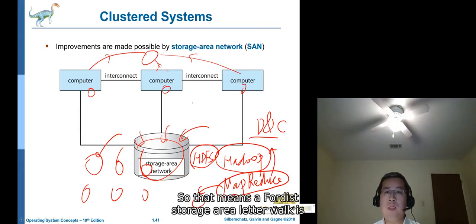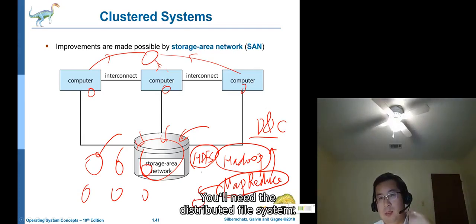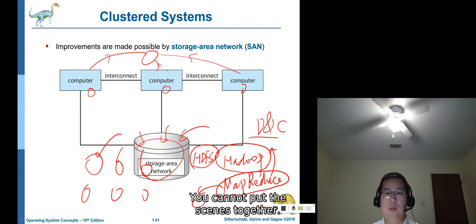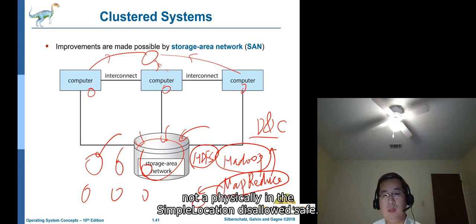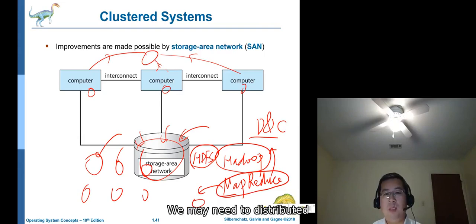Okay. So a storage area network is similar to this. It also has its own file systems. You need a distributed file system. You cannot put all the things together. They are combined together to form a network, not physically in the same location. This is not safe. We need to have backup replicates.